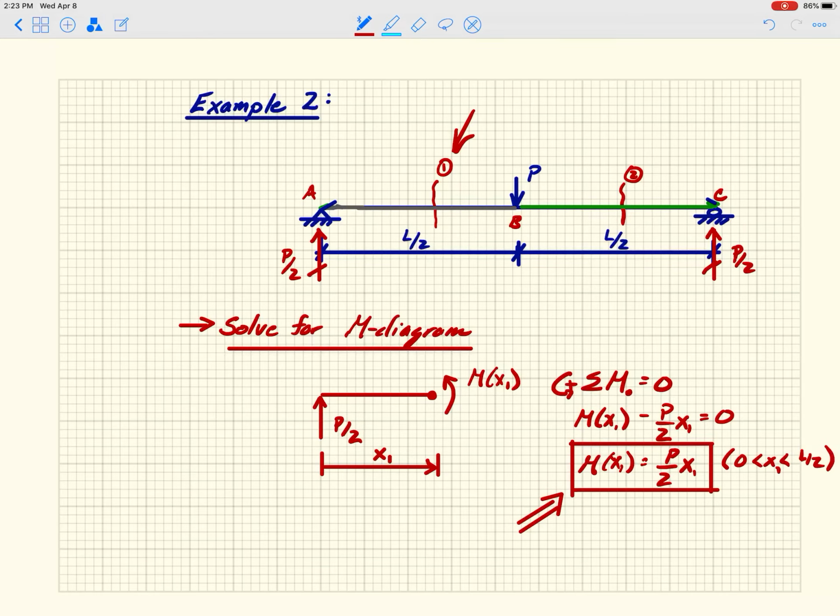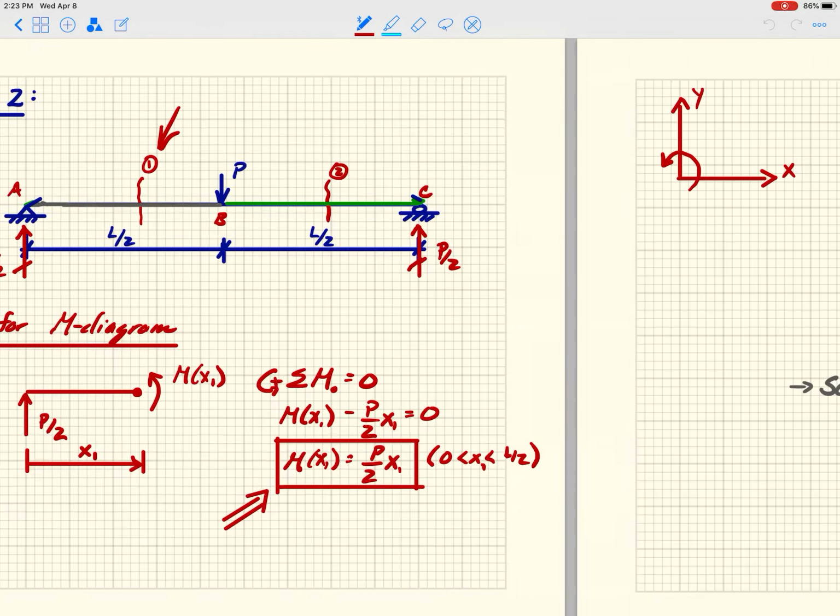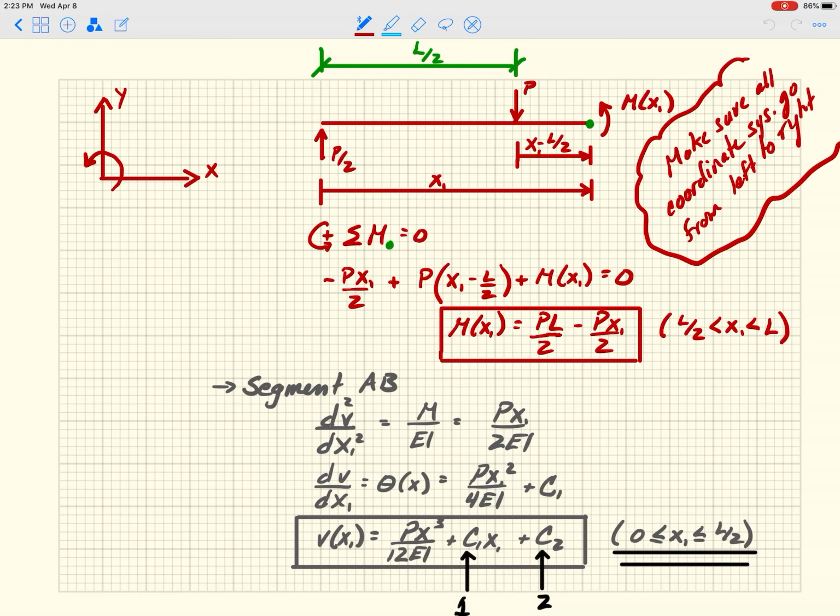But because there's a discontinuity, we have 2 moment diagrams, right? So the first one is here. The second one is here. So we're taking a cut now between the point load P and the right-hand support, right? Now, one thing you'll notice here is I have retained my coordinate x1. So I'm still going to use x1.